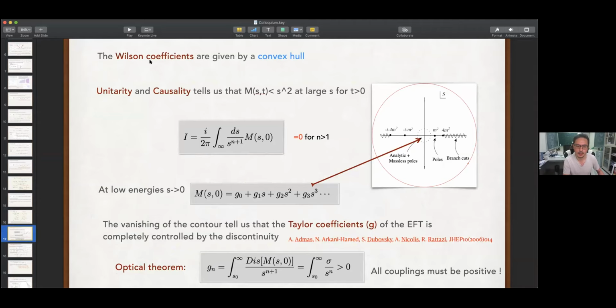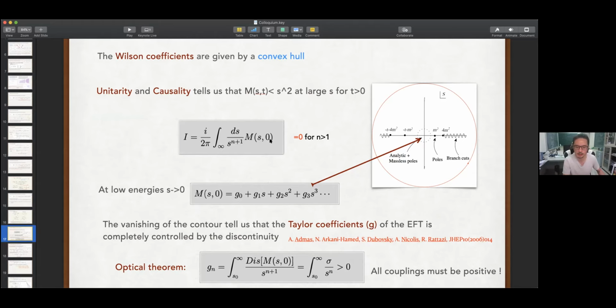So first, these Wilson coefficients are given by a convex hull. Of course, we start with unitarity and causality, which tells us the bound for fixed small t greater than zero: at infinity, this is basically bounded by s squared. So that means that if I consider this contour integral, let's set t equal to zero. Now I'm going to neglect the massless pole and the massless cuts for the moment. Once again, I'll come back to this at the end of the talk.